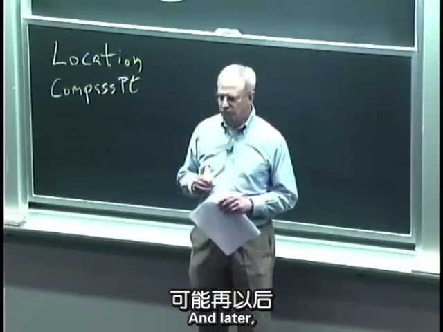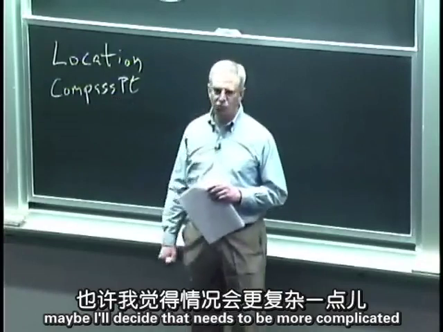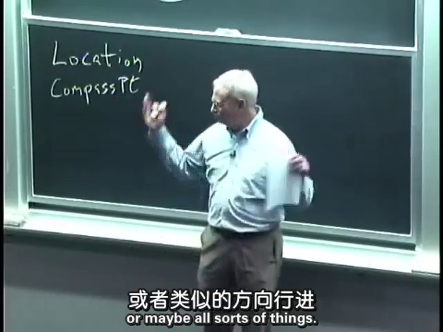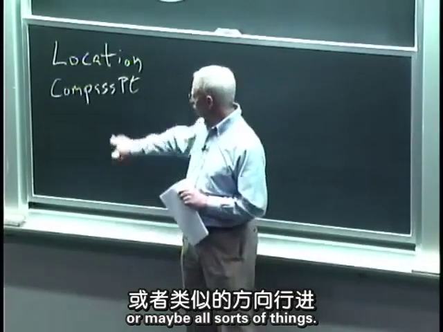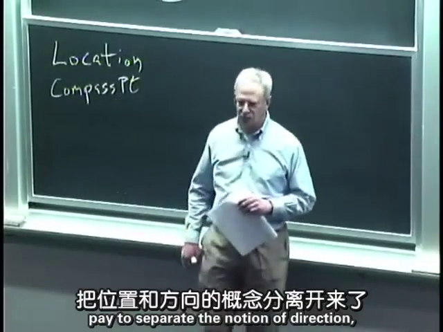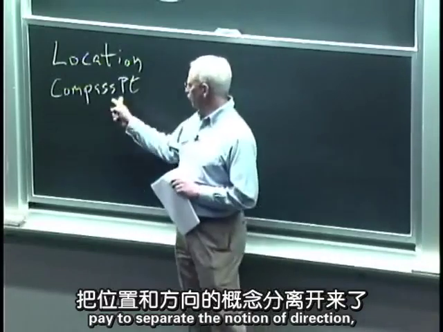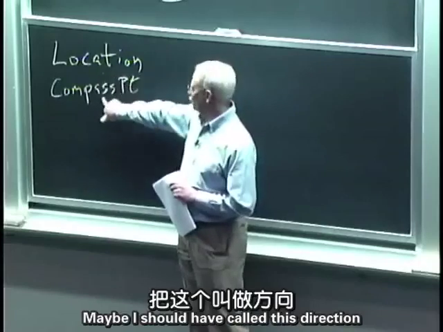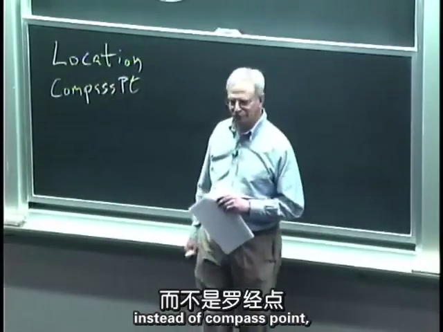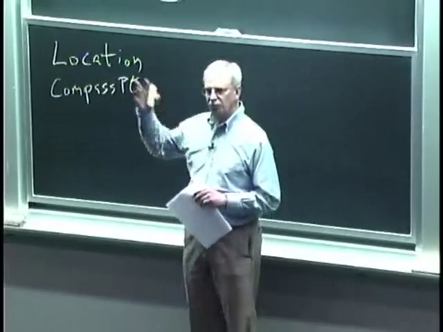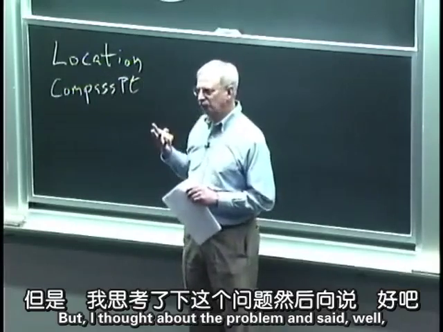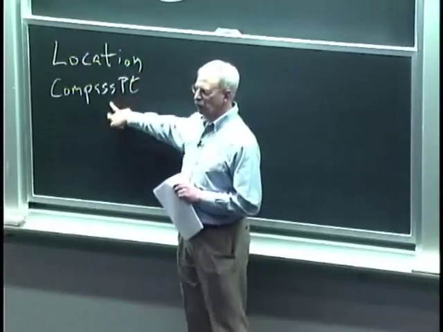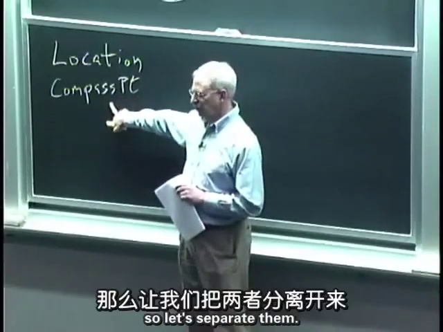And later, maybe I'll decide that needs to be more complicated and that the student can go north by northwest, or maybe all sorts of things. But it would probably pay to separate the notion of direction, which is what this is, from location. Maybe I should have called this direction instead of compass point, but I didn't. But I thought about the problem and said, well, these things really are separate locations. Where you are and where you might head from there are not the same, so let's separate them.